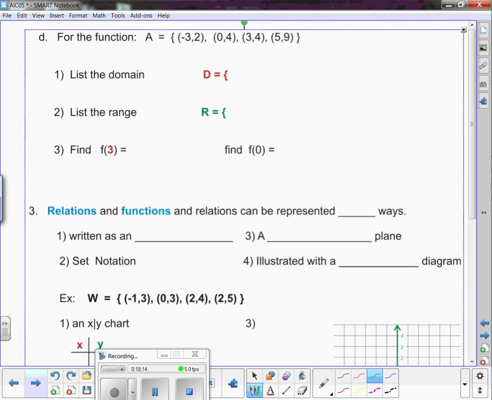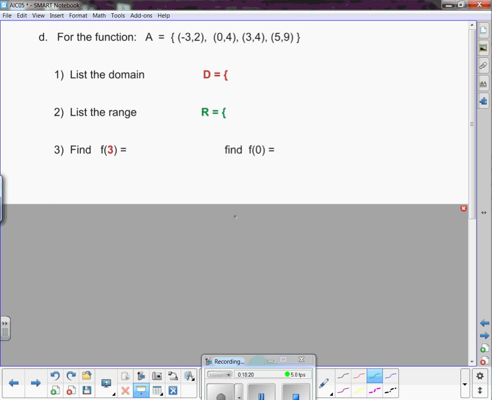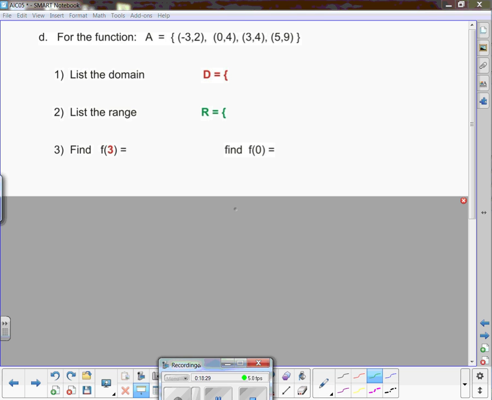Okay, so let's take a look at D. And let me get my shade back up here. All right, so for the function, we've got a function up there. And by the way, is it a function? Is any guy dating more than one girl? And the answer is no. Right? No guy is dating more than one girl.